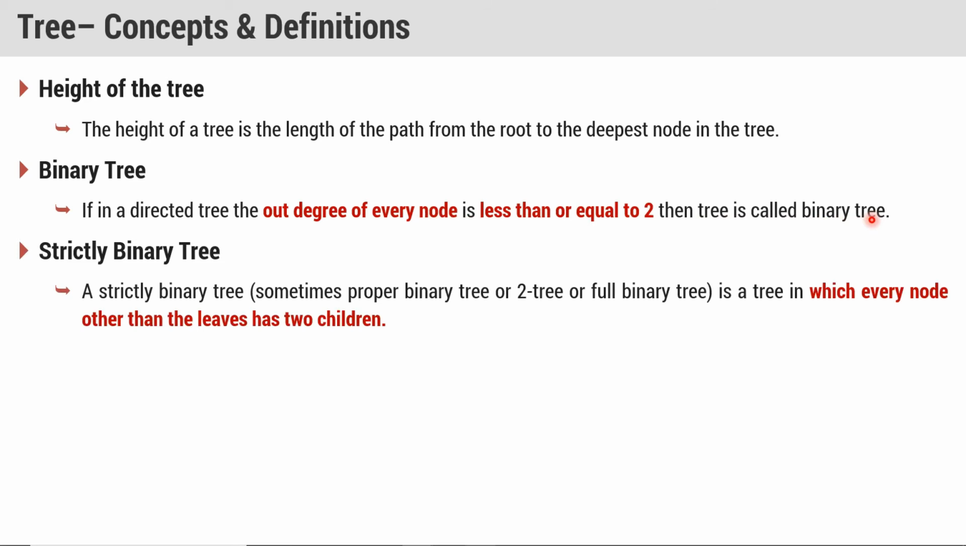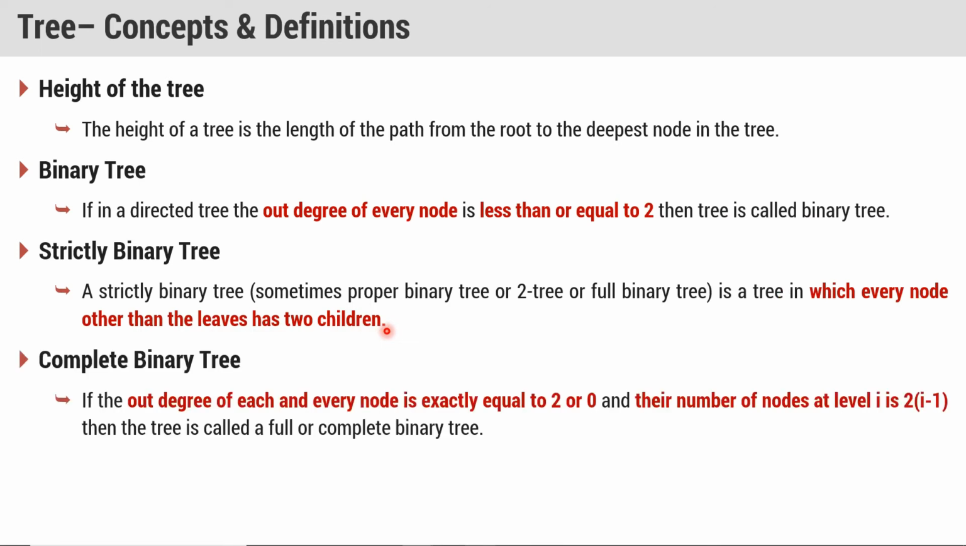Strictly binary tree. A strictly binary tree is a tree in which every node other than the leaves has two children. So in a strictly binary tree, each node has exactly two children. Then complete binary tree. If the out degree of each and every node is exactly equal to 2 or 0, and the number of nodes at level i is 2 to the power i minus 1, then the tree is called a full or complete binary tree.